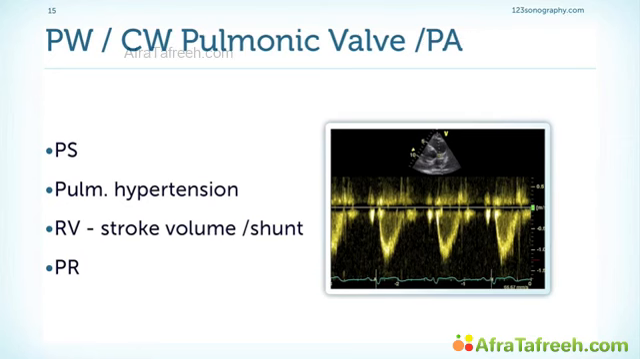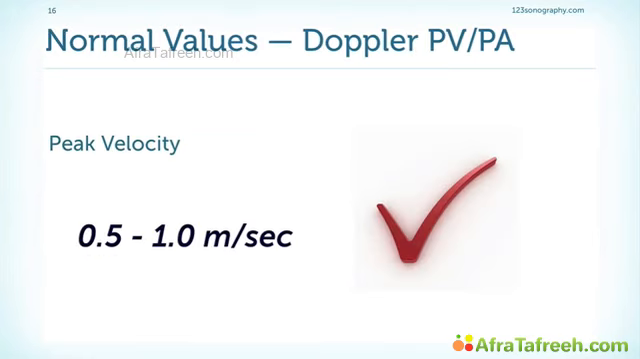The pulmonic signal can be used to measure the degree of pulmonary stenosis, to assess pulmonary hypertension, and to calculate the right ventricular stroke volume and thereby help in the assessment of shunts. With the help of color Doppler, you can see pulmonic regurgitation. The normal values of the velocity across the pulmonic valve are usually 1 meter per second, that is the upper range, depending of course on the size of the valve and the size of the pulmonic artery.